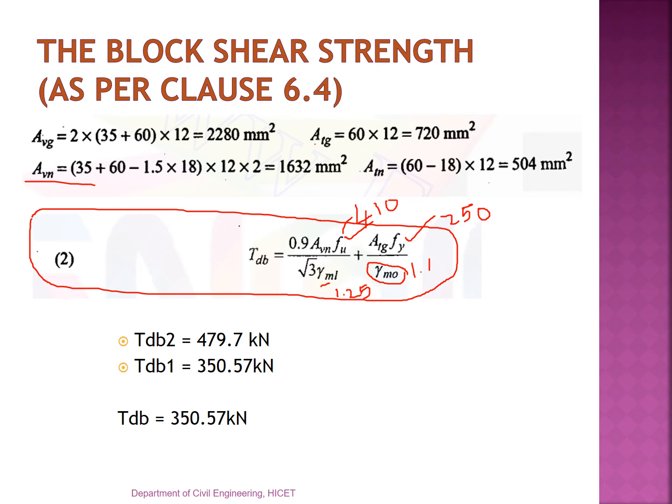Previously we calculated the value of AVN, that is net shear area, then ATG, gross tension area. The ATG value is 720 mm square, then AVN is 1632 mm square. By substituting all these values, we get the block shear strength due to the second formula as 479 kilonewton. We previously discussed we have two values due to block shear, so the least of these two values is the design tensile strength of the plate due to block shear.